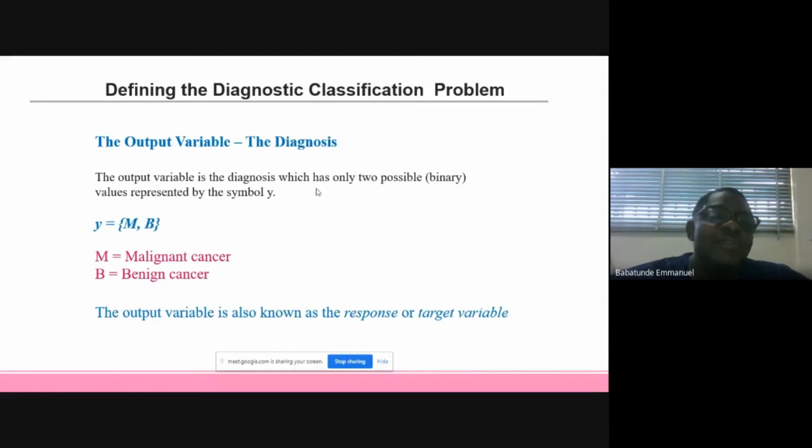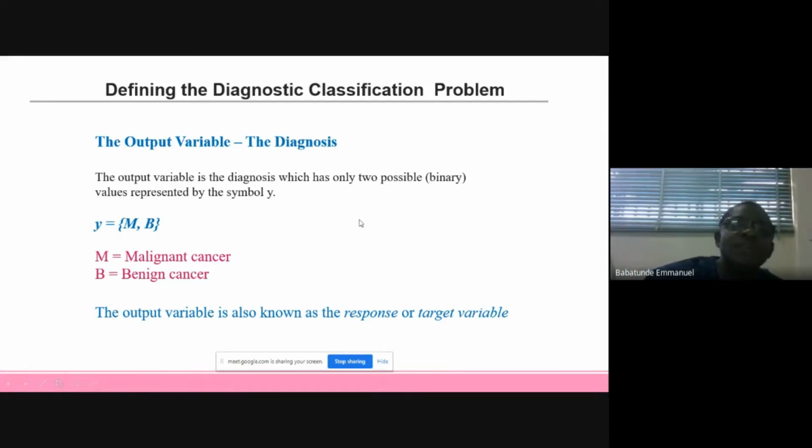Now we go on to the output variable, which will be the diagnosis. We want to receive the inputs, process them with our algorithm, and be able to predict an output on the basis of the knowledge that we have, on the basis of the correlation of the input to the output. So our output variable is the diagnosis, and this is denoted by Y, and it can either be M or B, a binary status. M is a malignant cancer and B is a benign cancer. The output variable is also known as the response or target variable.